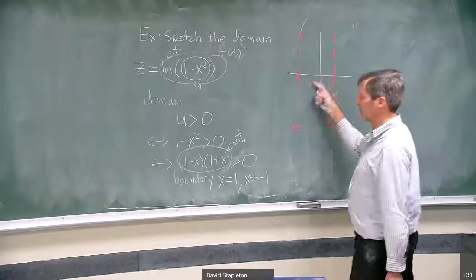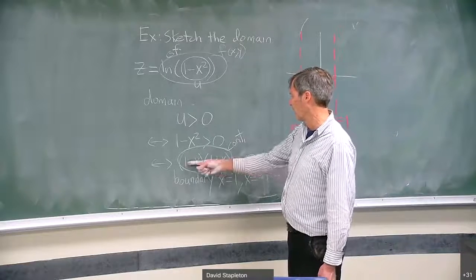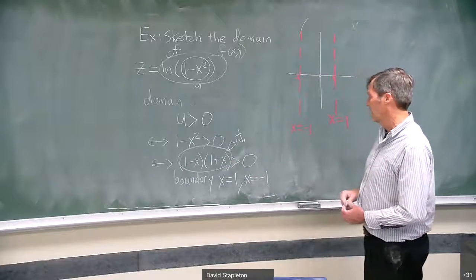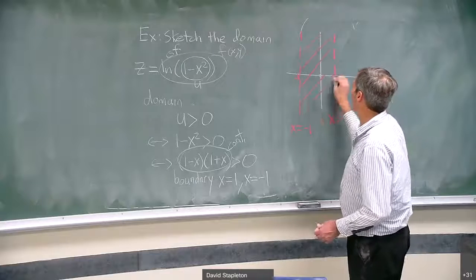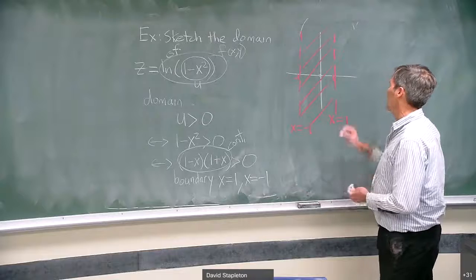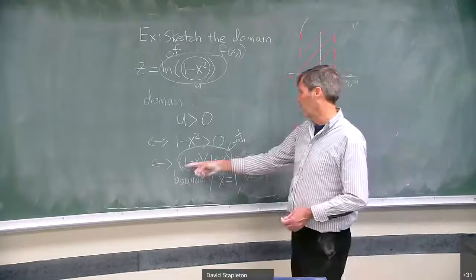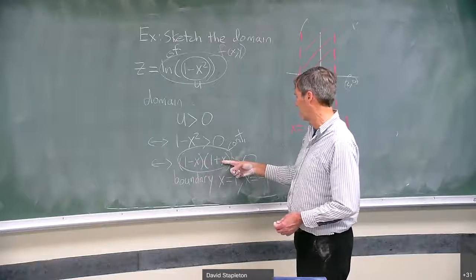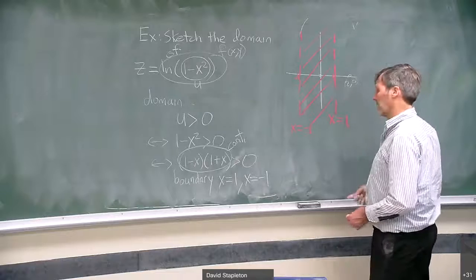I put in 0. 1 minus 0 is 1, times 1 plus 0 is 1. 1 times 1 is greater than 0. So the point (0, 0) is in the domain. I'm going to shade all these points in between the two lines. Now I check a point out here anywhere I want. Say (2, 0). Let's see. 1 minus 2 is negative 1, times 1 plus 2 is 3. Negative 1 times 3 is negative 3. That's not greater than 0. So all these points over here, it follows, are not in the domain.